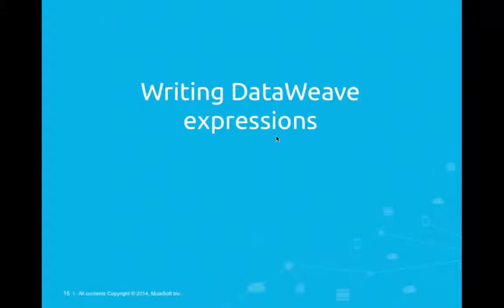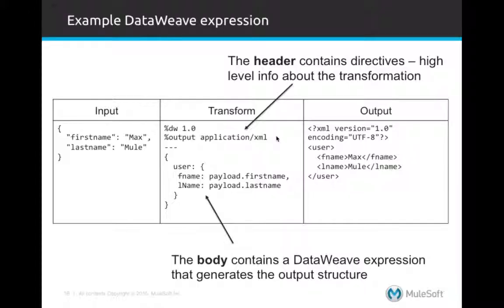Writing DataWeave expressions. Here we're looking at an example DataWeave expression with the input on the left, the output that comes out on the right, and the transformation information in the middle. Now inside of this DataWeave language, the header contains the directives, high-level info about the transformation. The body contains a DataWeave expression that generates the output structure.